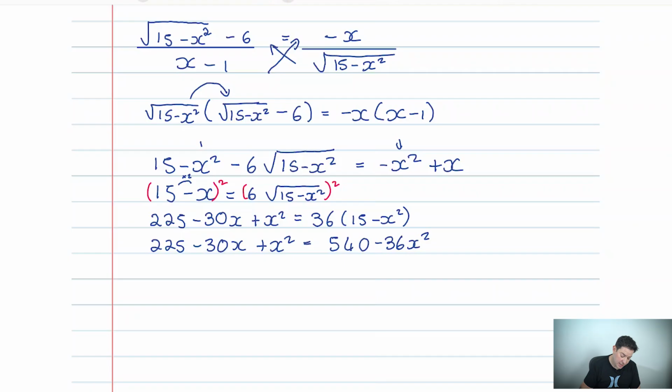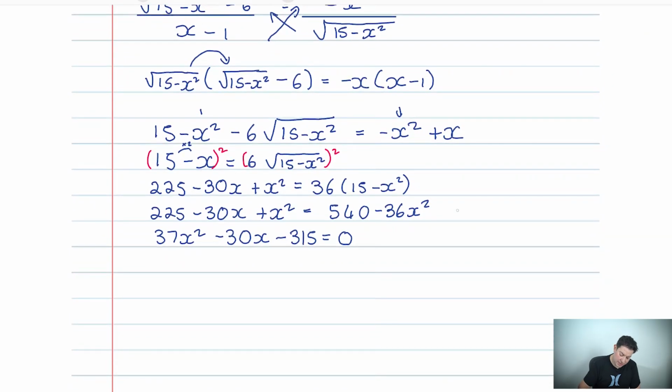Now we're going to take everything over to the left-hand side because we have a quadratic equation. So we're going to end up with 37x squared, that's my x squared plus 36x squared, minus 30x. And then we've got 225 minus 540, which on our calculator again is minus 315, equals 0. So once again, this is a quadratic equation that doesn't factorize. We've dealt with this in previous videos.